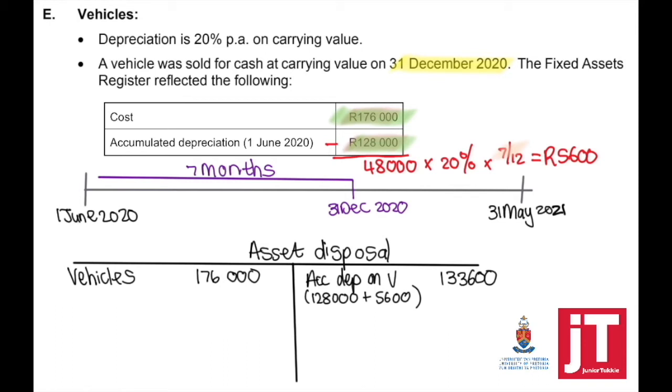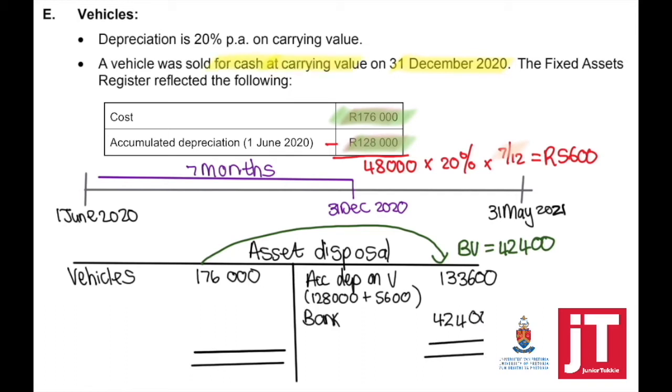Step number 4, record the selling price. Step number 5, calculate if we made a profit or a loss on the sale of the asset. If you look at this activity, the vehicle was sold for cash at carrying value. So this means that the selling price would be bank. That is going to be my details, and it will be the carrying value 42,400. To get the carrying value, we take the debit minus the credit side. And this is the same amount that will reflect on your tangible asset note.